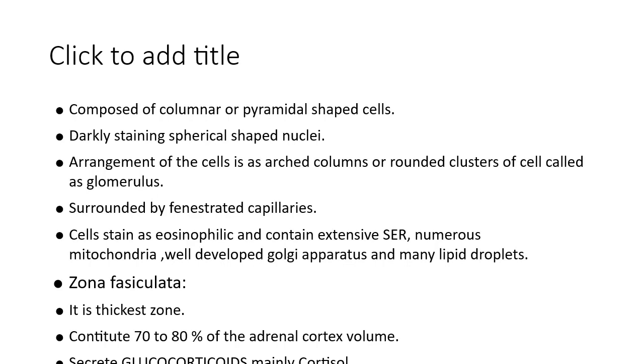of the adrenal cortex. Now coming to the zona fasciculata, it is the thickest zone, present just beneath the zona glomerulosa, and it constitutes about 70 to 80% of the adrenal cortex volume. It secretes glucocorticoids, mainly cortisol.